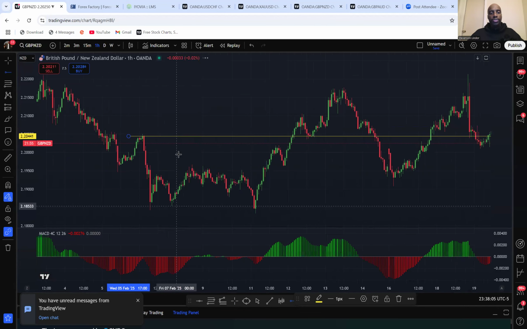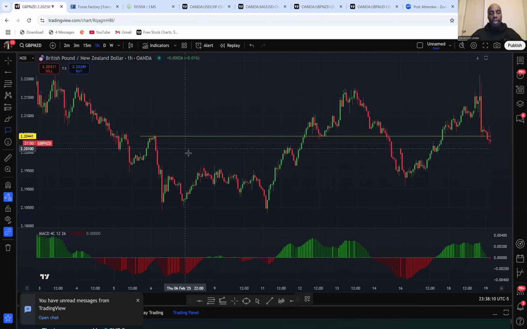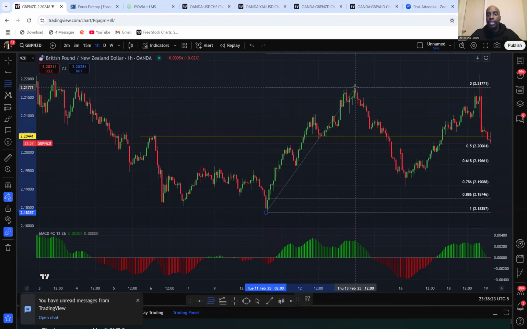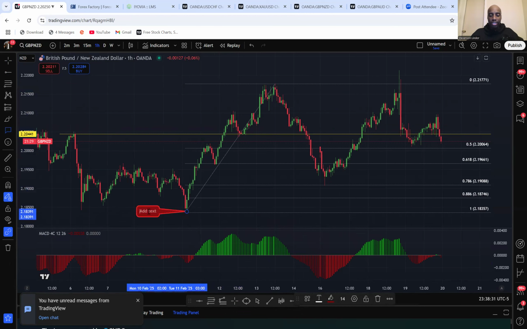All right, this was the leg. Clearly, I have my change of character over here, but my daily close was up here. But this is the leg that I want to measure when I bring out my Fib tool. So from this low to this high, and you see how price pulls back to the 50, 618. Again, as long as price doesn't break this low, I'm going to look for buys.